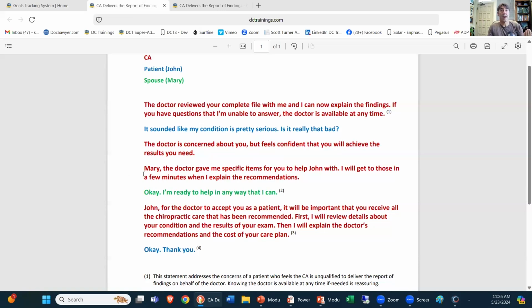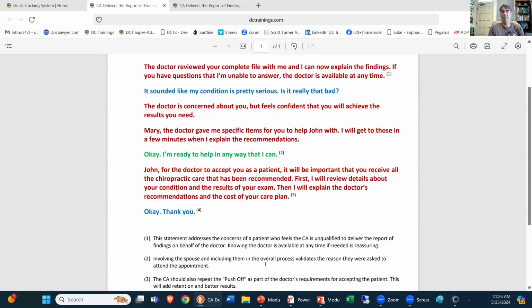And then turning to the spouse, right? Because the spouse is Mary. Mary, the doctor gave me specific items for you to help John with. I will get to those in a few minutes when I explain the recommendations, right? So you're bringing this together where they're feeling involved, they're feeling engaged, they're feeling acknowledged for taking the time to be here for this appointment. So then Mary, the spouse, says, okay, I'm ready to help in any way that I can.